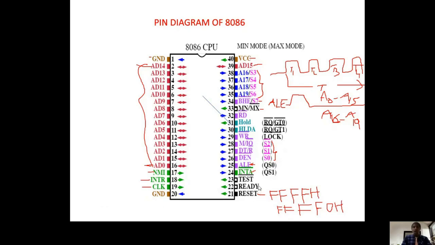Then ready. The ready signal gives information to external peripherals that the processor is synchronizing with the external devices. Whenever ready is inactive, the processor is not synchronized with the external peripheral device.